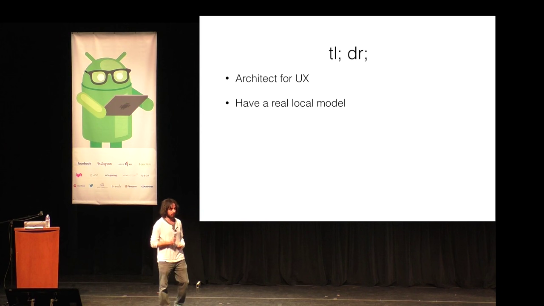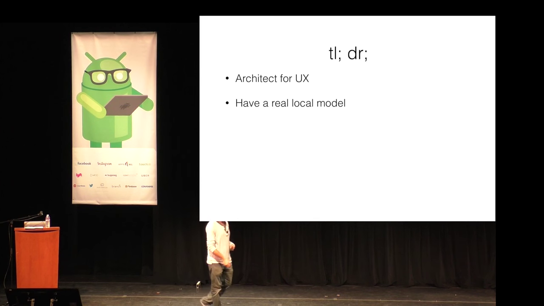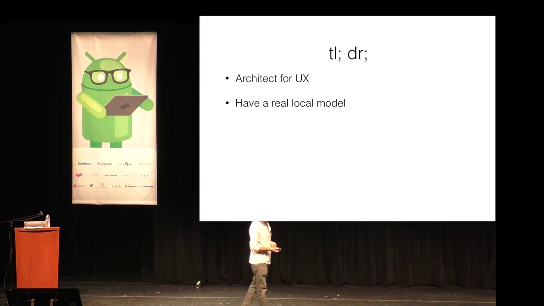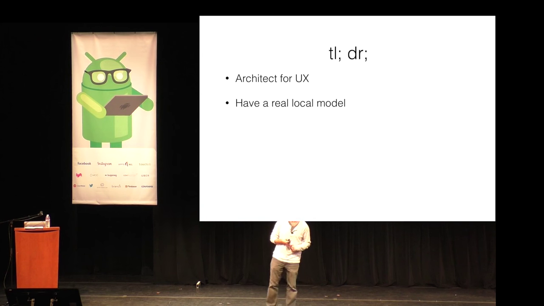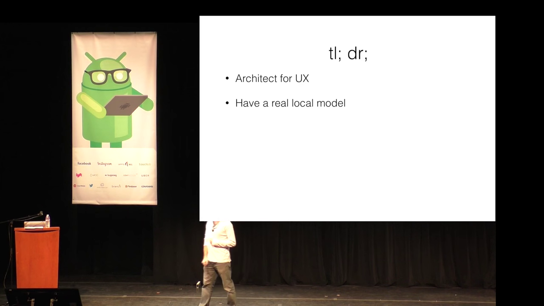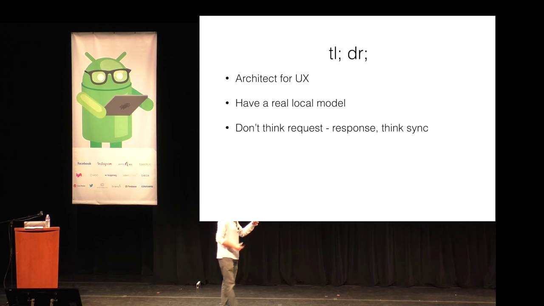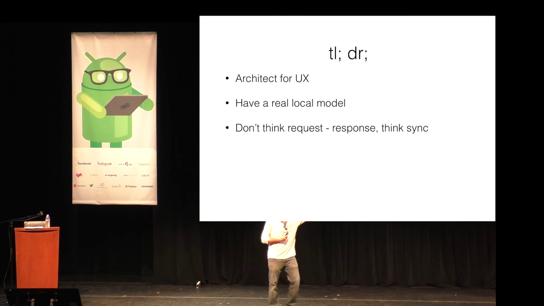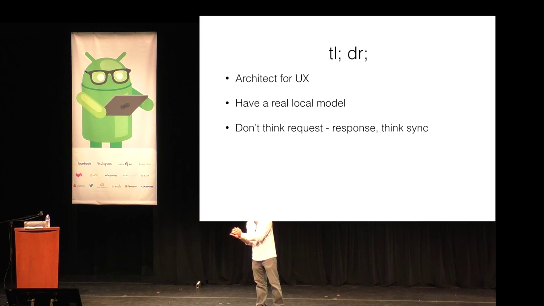You should have a real local model. Don't go lazy. There are plenty of database object mapping solutions. There are companies like Ground providing really good solutions. They're easy to use. They're not that hard. Just the initial part, you need to do this once, and it will be very easy. And stop thinking about request-response. It's not like you make a request to the web server, get the data, and show it to the user. Forget about it. Always get the data that's locally available and show that to the user.